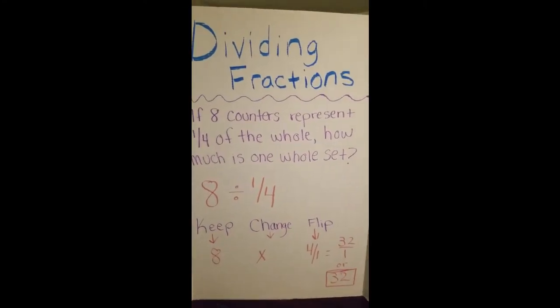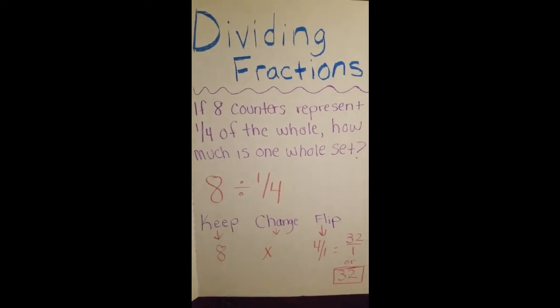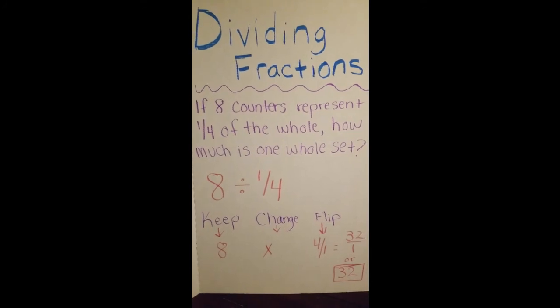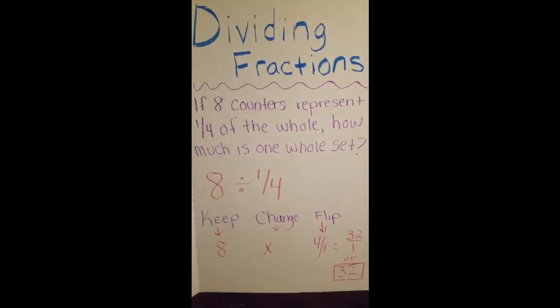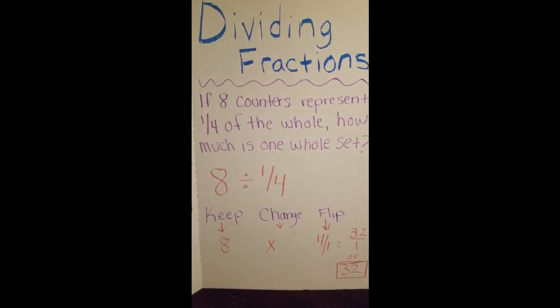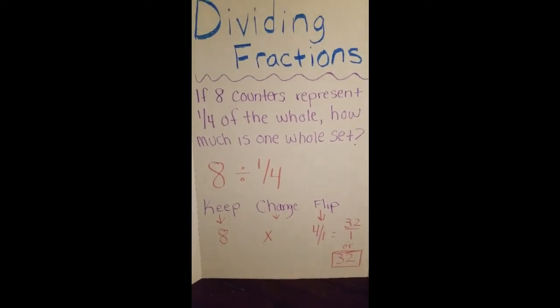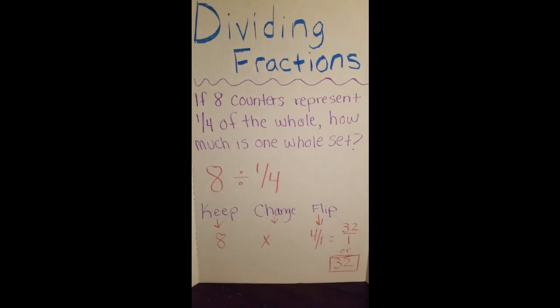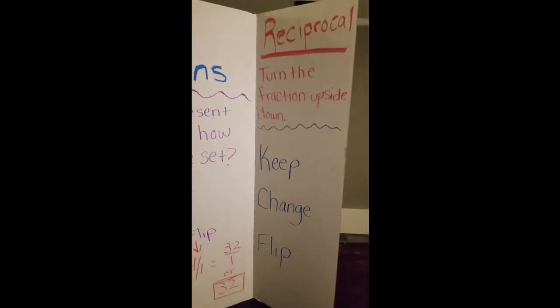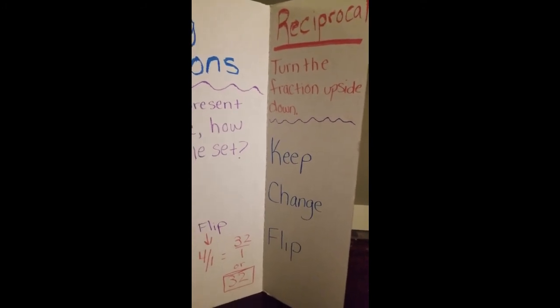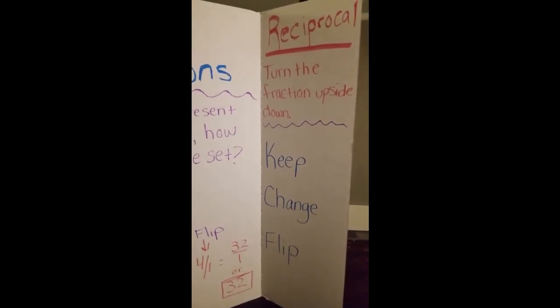So let's look at this problem. If 8 counters represent 1/4 of the whole, how much is one whole set? So you would have 8 as your whole number divided by 1/4. And what you want to remember is when dividing fractions, you want to remember the term reciprocal, which means to turn the fraction upside down.